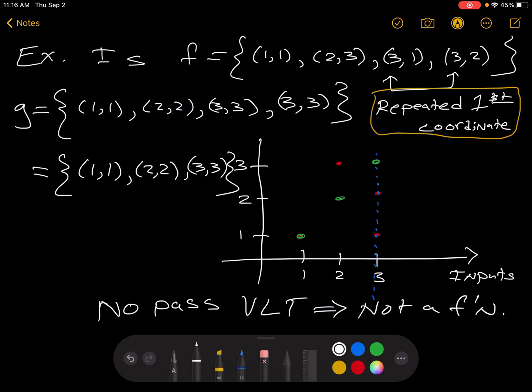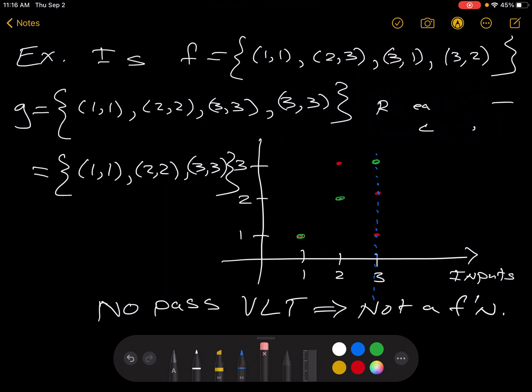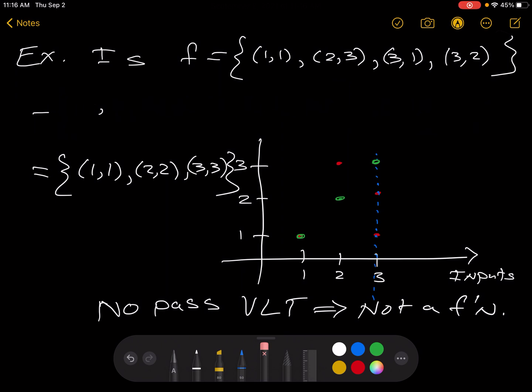Now, if this repeated first coordinate thing is confusing you, then don't worry about it. Let's just pretend that I never said anything about that. All you really have to do is graph the thing and see if it passes the vertical line test. If it's a set of ordered pairs, graph the ordered pairs and see if they pass the vertical line test.